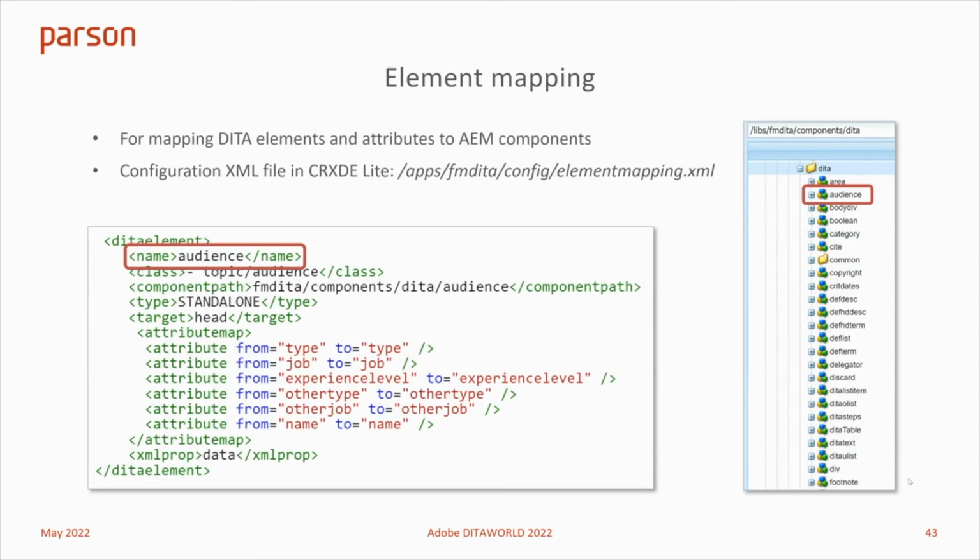So what you do is you can just add entries for mapping data elements and attributes in this XML configuration file, and they can then be applied to your content to create AEM components from this.